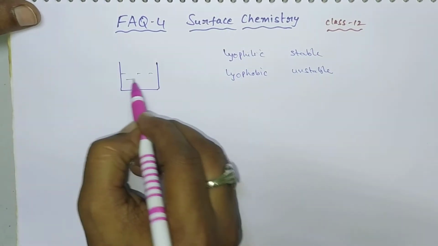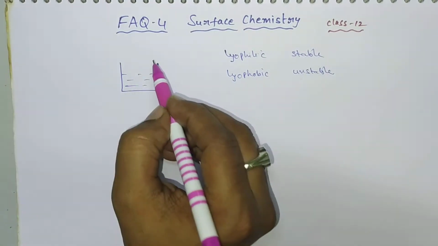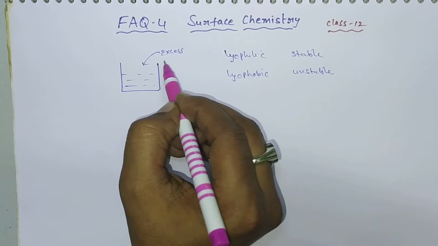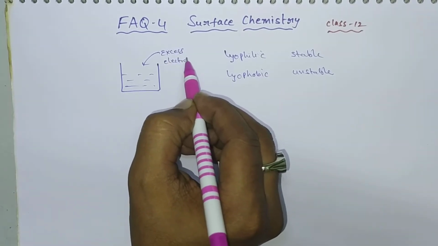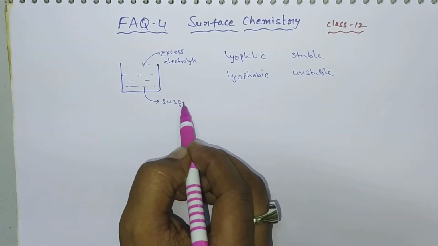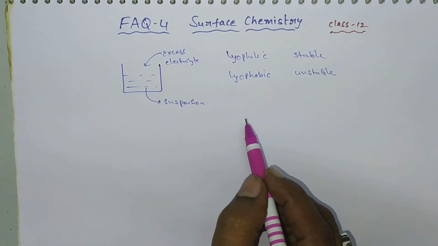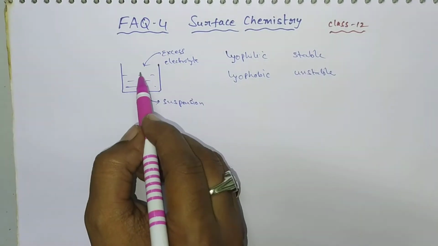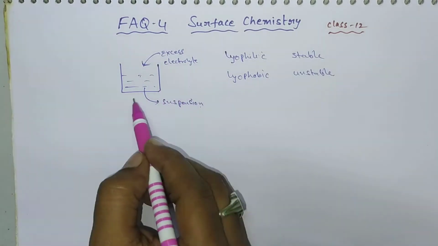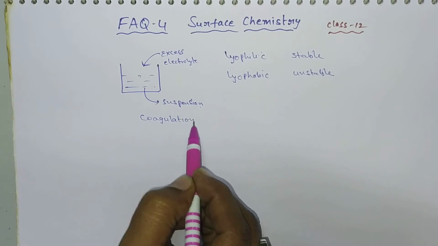Suppose you take a colloidal solution, that is a sol. By the excess addition of electrolyte, the colloidal solution will change into suspension. The process of conversion of a colloidal solution into suspension by the excess addition of electrolyte is called coagulation.